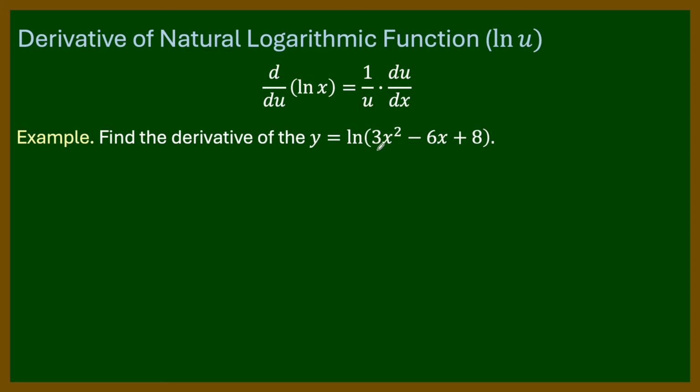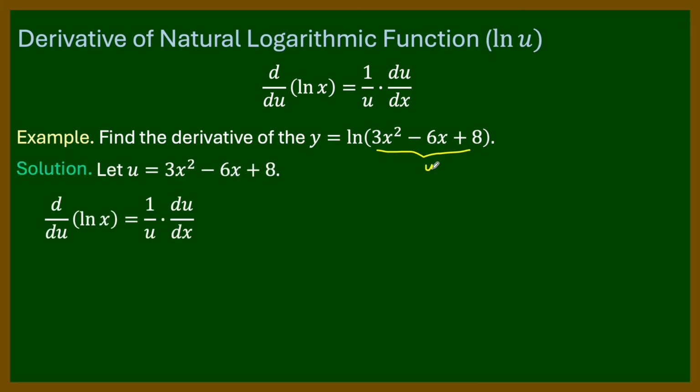So, it's very clear, guys, no? This is your letter u. Now, apply the above formula. So, we have 1 over 3x squared minus 6x plus 8 times the derivative of that polynomial.